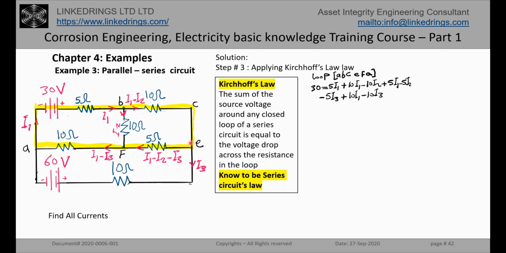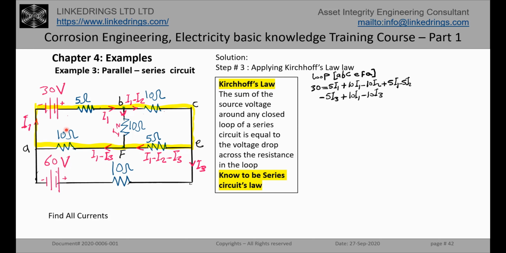I go again with here. Then this current times 5. So plus 5 I1 minus 5 I2 minus 5 I3. I continue. So the current now is I1 minus I3. So I1 minus I3 times 10 is 10 I1 minus 10 I3.